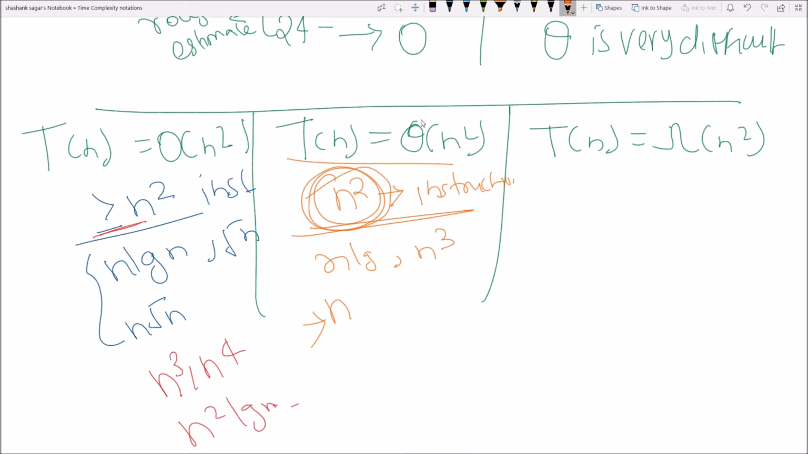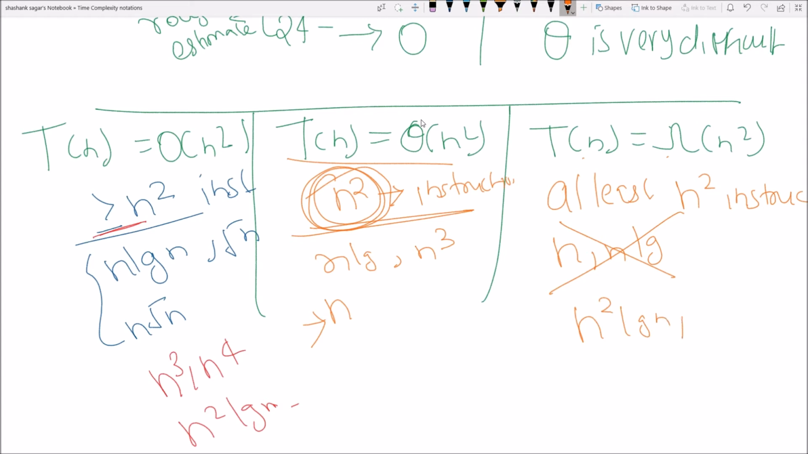Now come to omega notation. If I am saying T of n is equal to omega of n square, we mean at least n square instructions. It can take more than this but not less. That is n log n, no. It can take n square log n, it can take n cube, n4, but not anything less than n square. Less than, no. Equal to n square, yes.